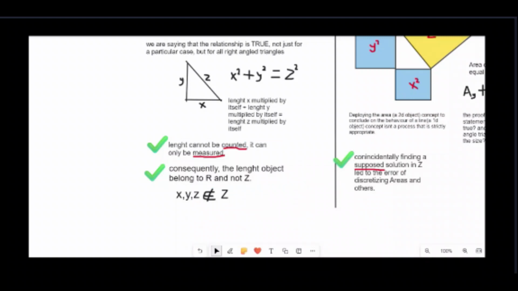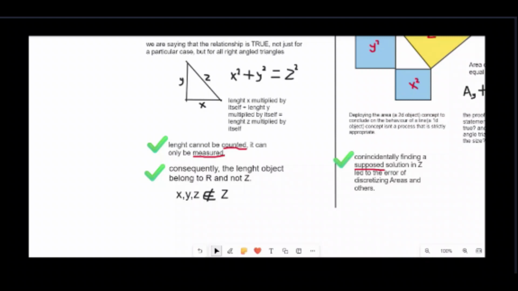Secondly, if that is the case, we will agree that the length object belongs to the real set, the real line, and not Z. So x, the length of this side of the triangle, does not belong to Z. That is, they are not integers. The values of x, y, z, the lengths of the sides of the triangle, are not integers. You should take note of that.